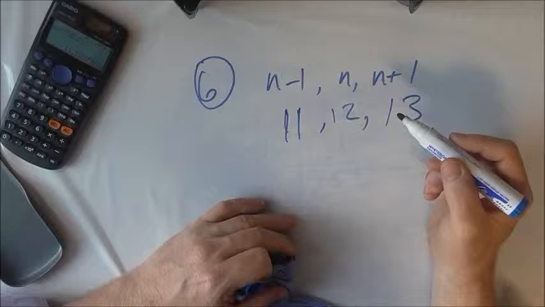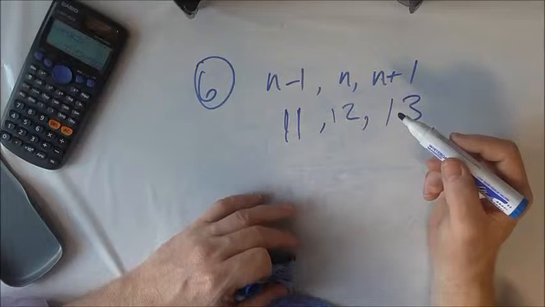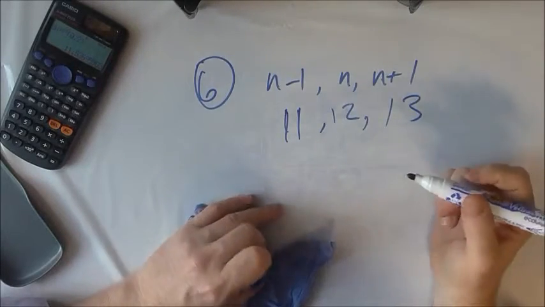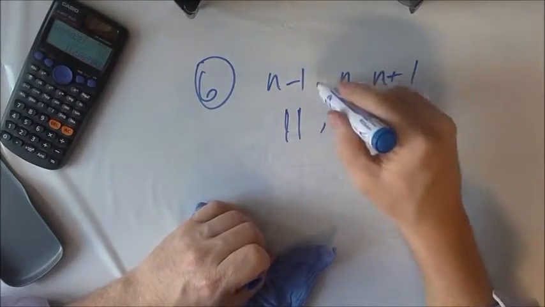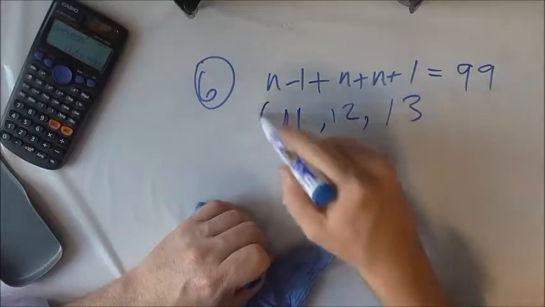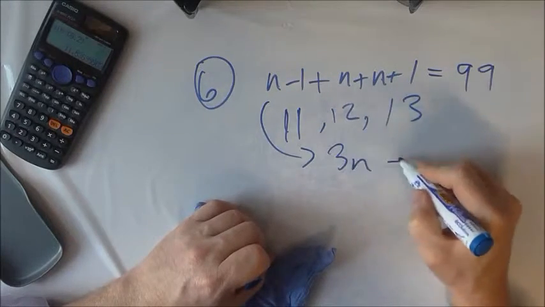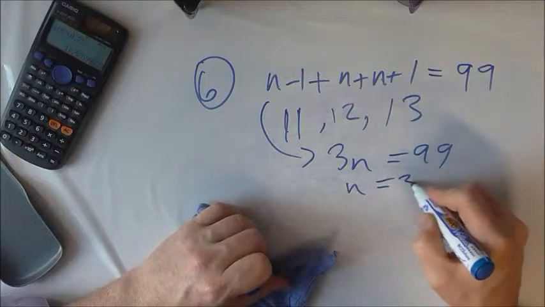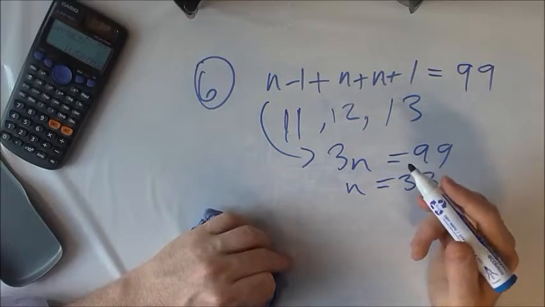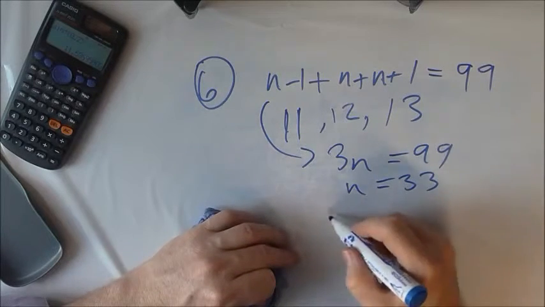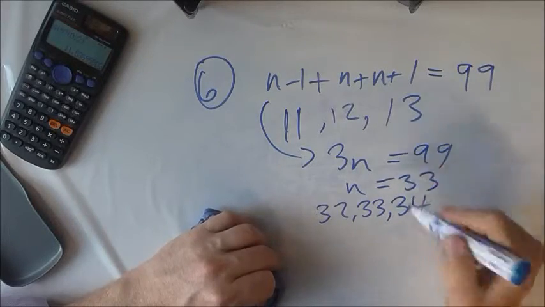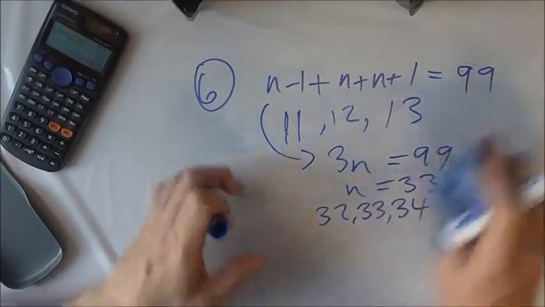Now what's my instruction? In each of the following cases form an equation in n and solve it. So this is naming, stating and equating. The 3 integers add up to 99. So there I am adding them up. That's me forming the equation. So 3n equals 99, so n equals 33. Now it doesn't ask me to say what the numbers are, but if it did, it would be 32, 33 and 34. However, it didn't ask me to do that, it just asked me to solve an equation.